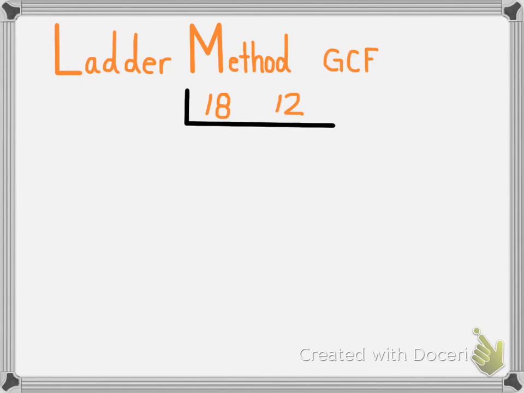So now let's try GCF. Looking at 18 and 12, I know that I can take 2 out because they're both even numbers. 18 divided by 2 is 9, and 12 divided by 2 is 6. I can take 3 out of both these numbers. 9 divided by 3 is 3, and 6 divided by 3 is 2.